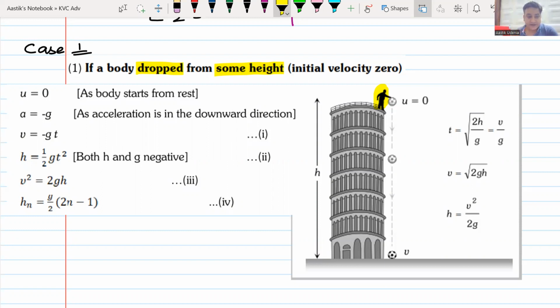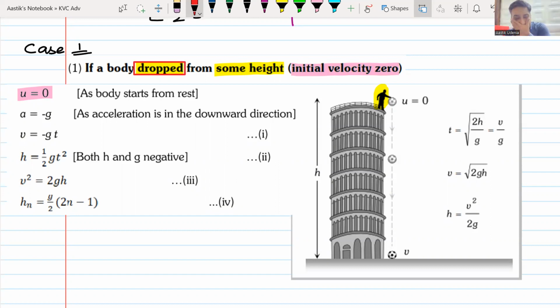What information does it give when I say that the body is dropped? Remember, whenever the body is dropped from some height, its initial velocity u is 0. That is the information I get when someone uses the term dropped from some height. Do we understand this? If something is dropped from some height, that means the initial velocity is 0. Can I have raised hands from everyone in the class?